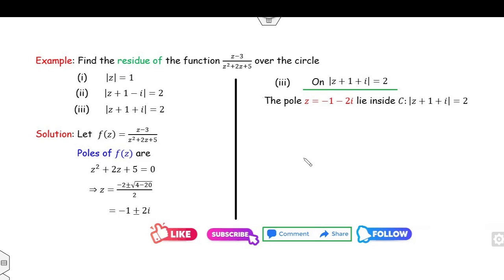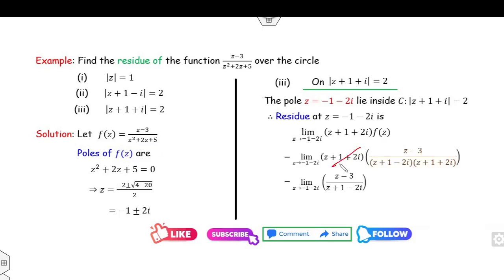Again, since it is a simple pole, we can start with the residue. I can substitute the value of f(z). I can break it into two components and substitute the values as z = -1 - 2i. The 1 will be cancelled out. The numerator becomes -4 - 2i divided by -4i. You can separate them: it is 1 over i plus 1 over 2. The answer is 1/2 - i.